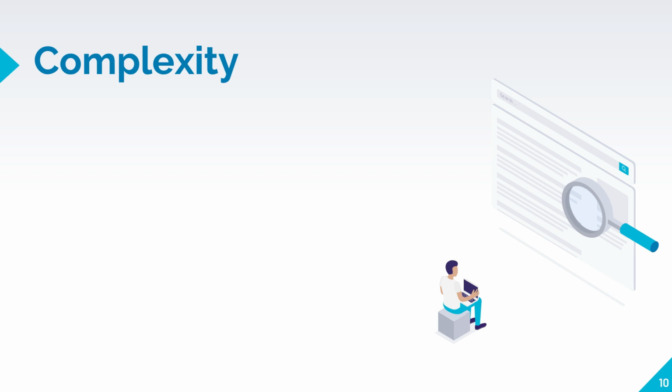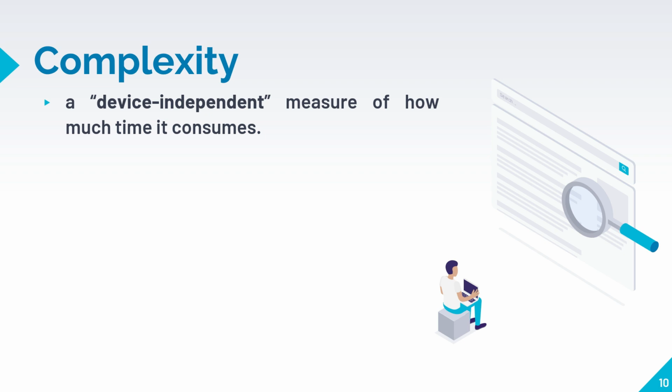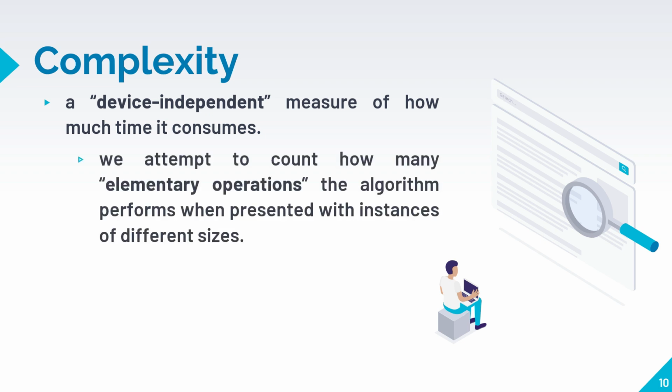The complexity of an algorithm is a device-independent measure of how much time it consumes. So rather than expressing the time consumed in seconds, we attempt to count how many elementary operations the algorithm performs when presented with instances of different sizes. The result is expressed as a function giving the number of operations in terms of the size of the instance.